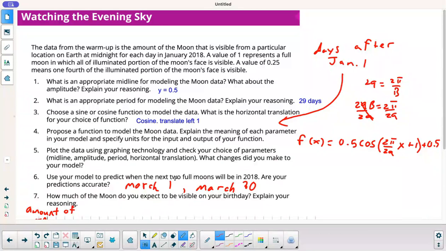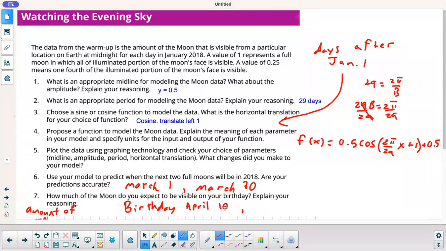How much of the moon do you expect to be visible on your birthday? Explain your reasoning. Okay, so for your birthday here, I'm going to just say April 10th. Make it easier. My birthday is actually later in the year, but it'll be a little bit easier if I use April 10th. That's actually today's date as I'm recording this video. So I got to go backwards 29 days. So if I subtract 29 days from then, I'm going to find the same day that corresponds to my birthday. I guess if I go back until I get to January, then I could figure it out.